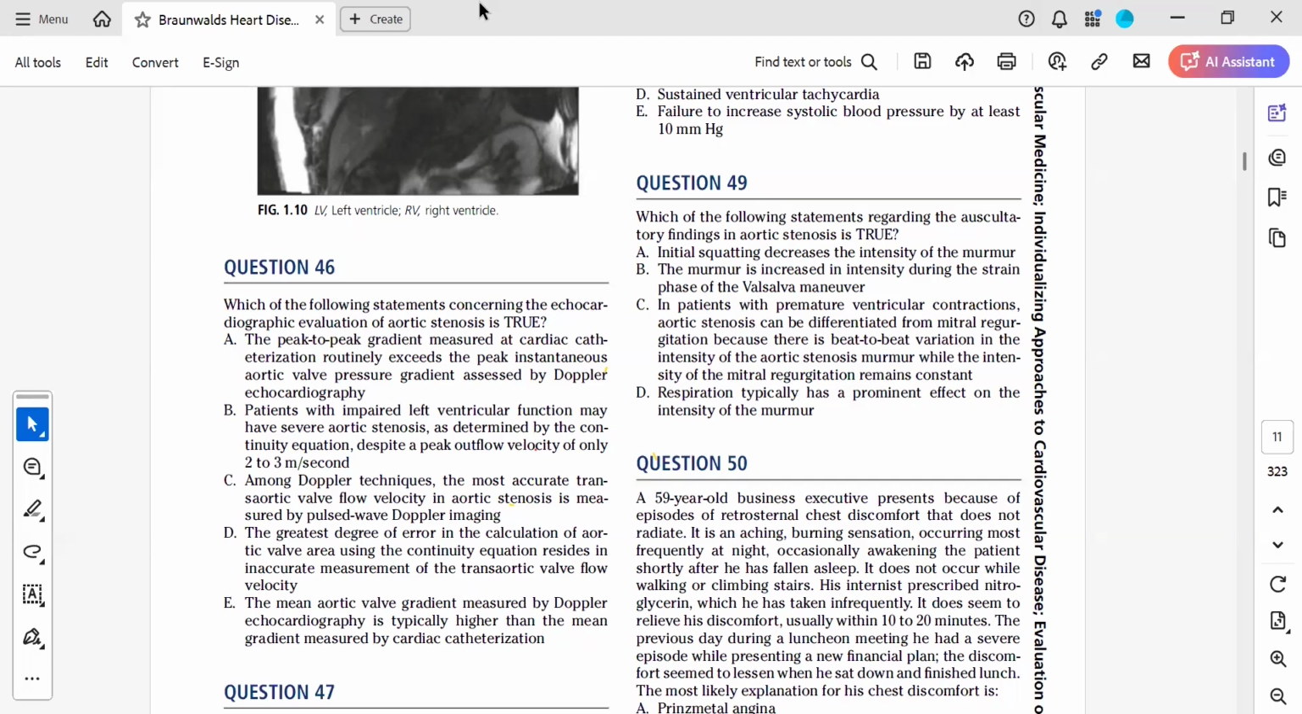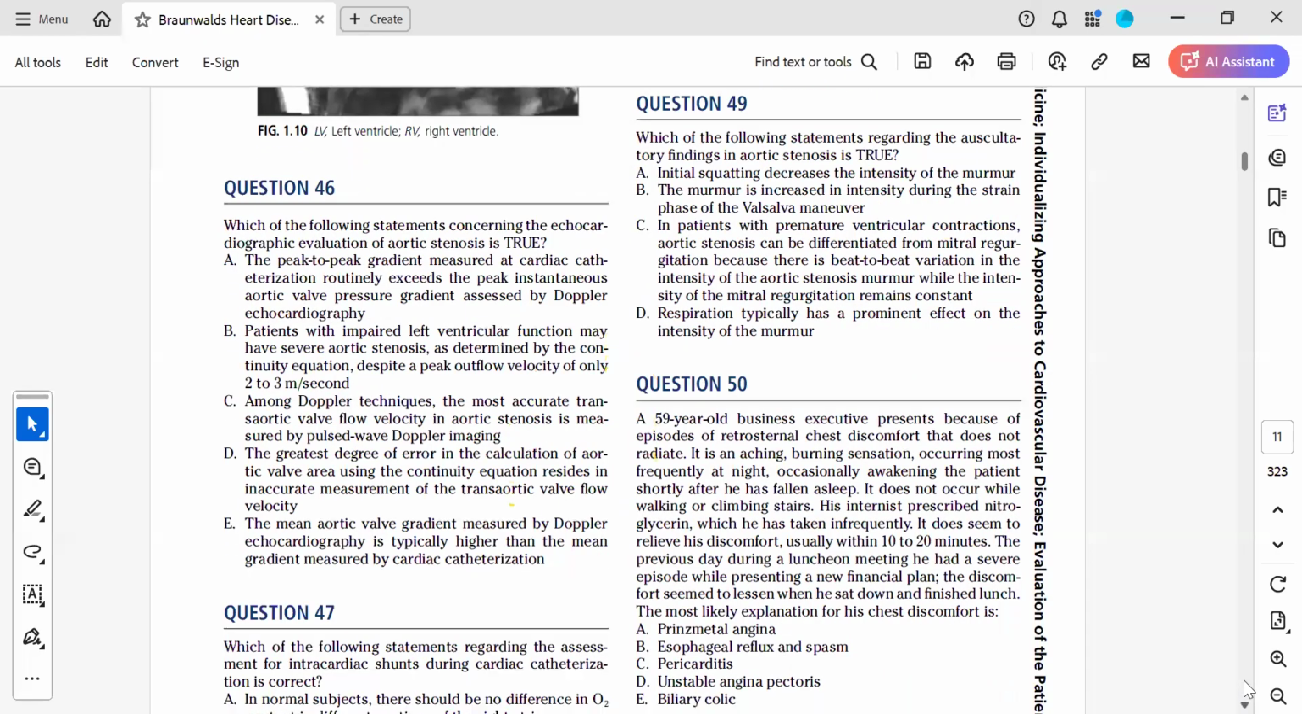So option E, the mean aortic valve gradient measured by Doppler echocardiography is typically higher than the mean gradient measured by cardiac catheterization. That is also not true because they give similar readings, especially when they're both properly done. So for question 46, option B is the correct answer. Any questions, contributions, or comments? So I'll go to number 47.